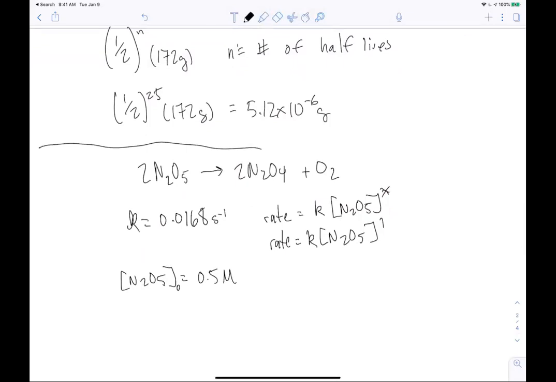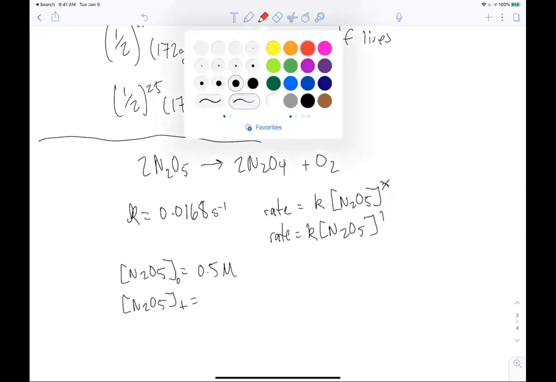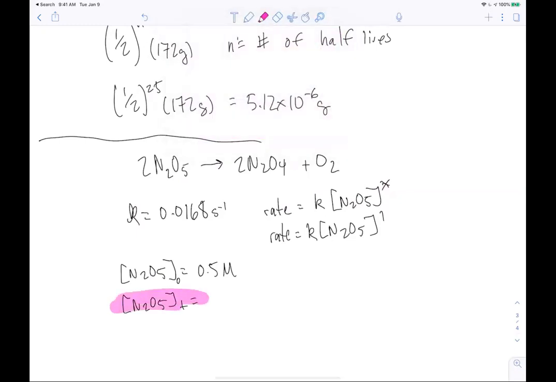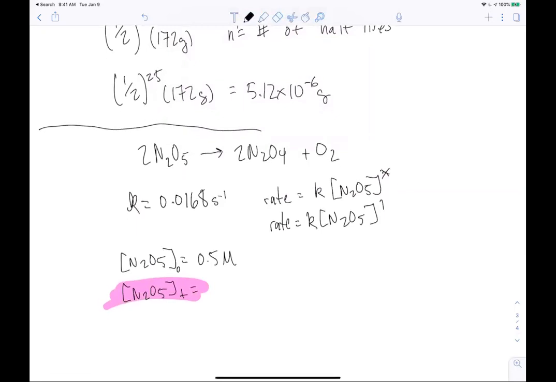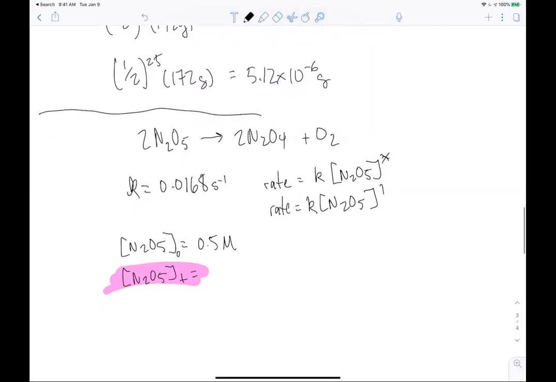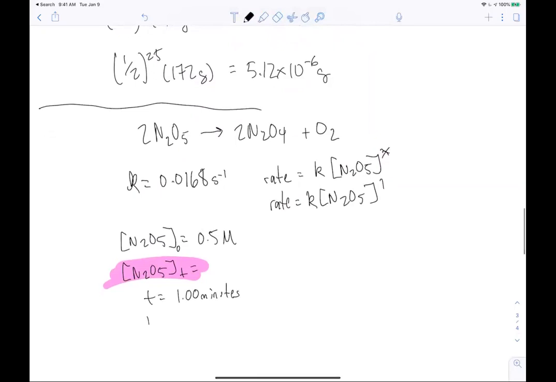And then it's asking about what that concentration will be at time t. This is what we're looking for. And then it's giving us t. So it's saying t is equal to 1.00 minutes. And then it's also giving us our k value. So it gives us a good amount of information here. And so what do we want to do here?